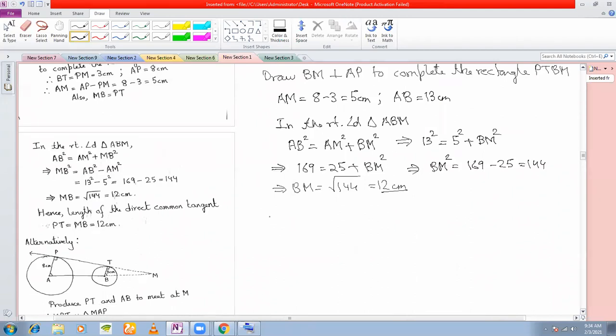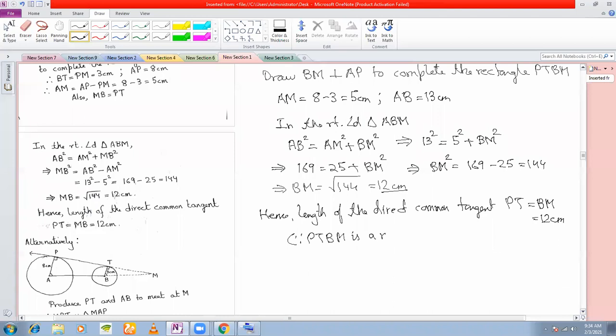So hence, the length of the direct common tangent PT must be equal to BM, which is equal to 12 centimeters, since PTBM is a rectangle. Okay. So I stop here for today.